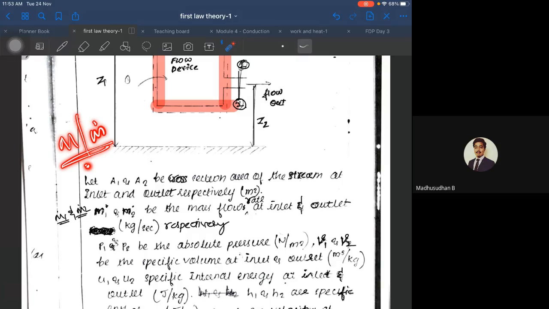Sushant, what is the difference between m and m dot? Yes, sir. It's mass flow rate, sir.